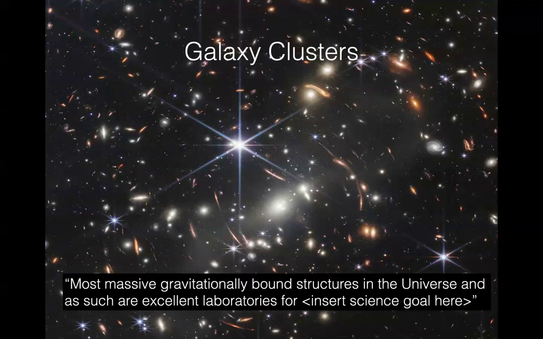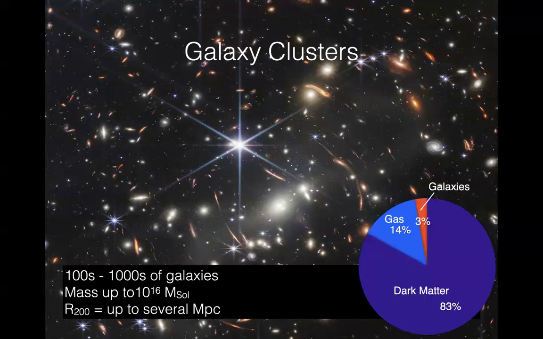So often if you read a galaxy cluster paper, this is the first line. It will say they are the most massive gravitationally bound structures in the universe. And as such, they are excellent laboratories for, and at that point, you then write anything you want. You see most galaxy cluster papers start like that. They basically consist of hundreds to thousands of galaxies. They have a mass up to, if you look at the very most massive ones, getting on for 10 to the 16 solar masses, most of that being dark matter. And they have an R200, so basically a radius of up to several megaparsecs.